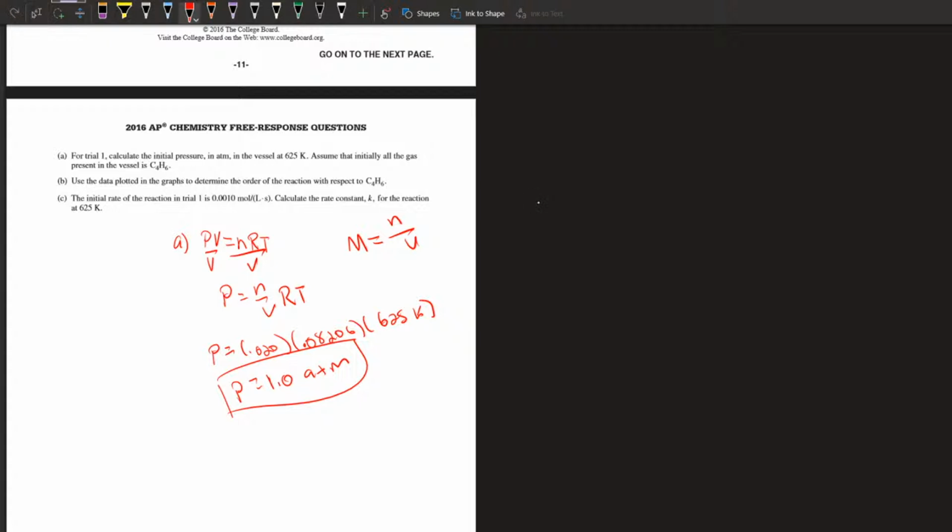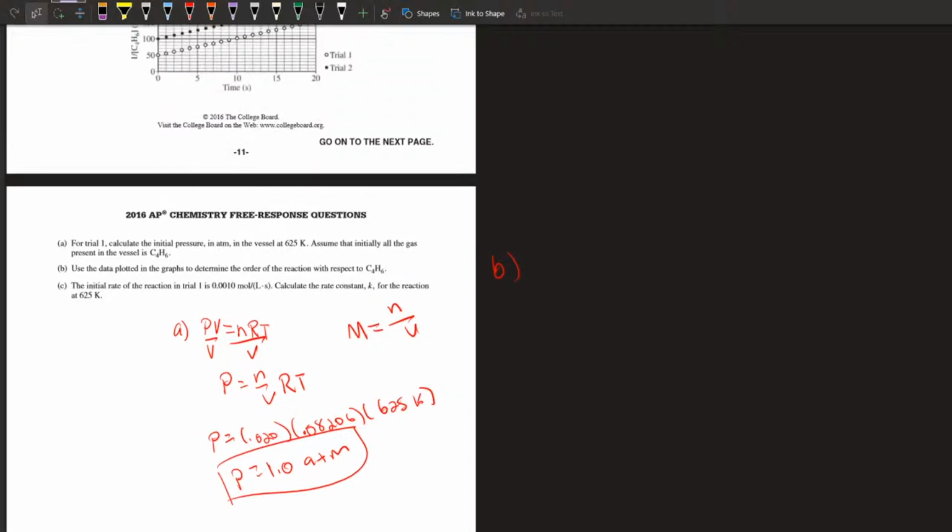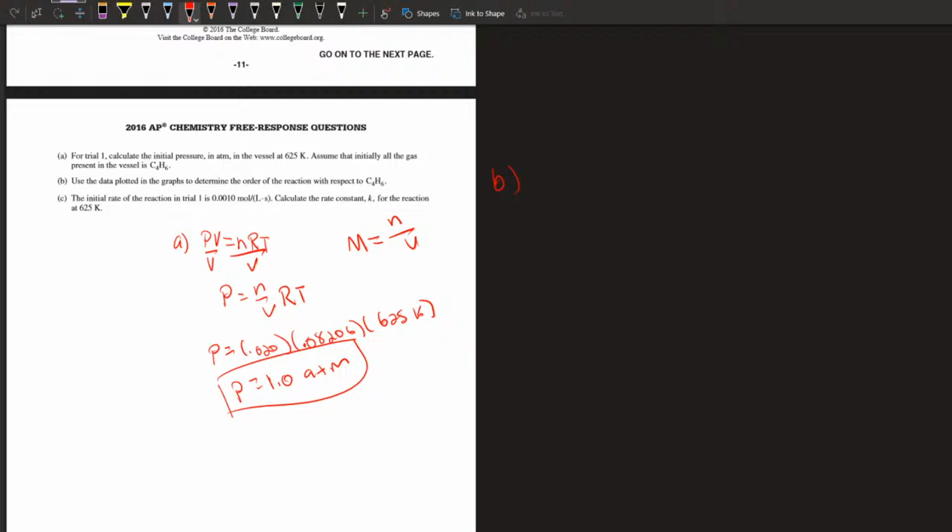Alright, now B. Use the data plotted in the graphs to determine the order of the reaction with respect to C4H6. So, without looking at the graphs right now, the way we know the order of the reaction is if the graph is linear. Once the graph is linear, we can tell by which one it is. The 0th order is going to be the concentration versus time graph. The 1st order is going to be the ln concentration versus time graph. And the 2nd order is going to be the inverse concentration versus time graph.